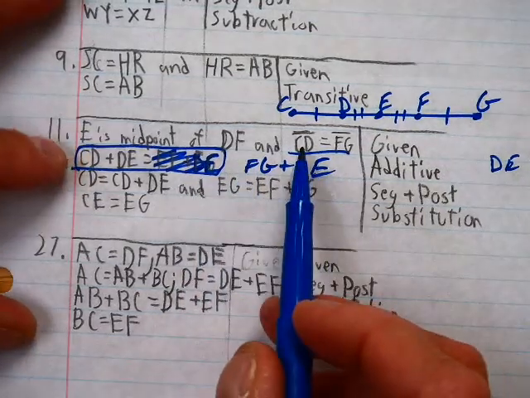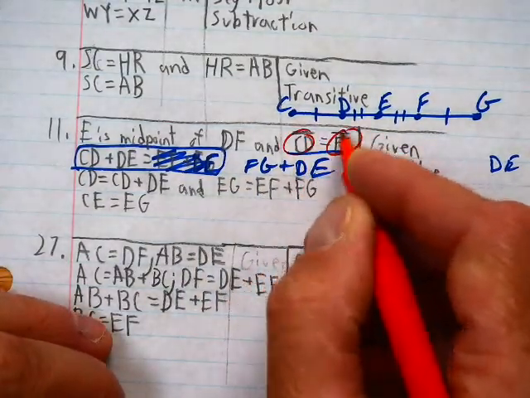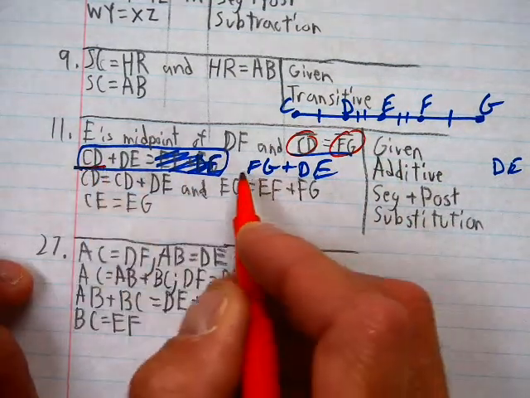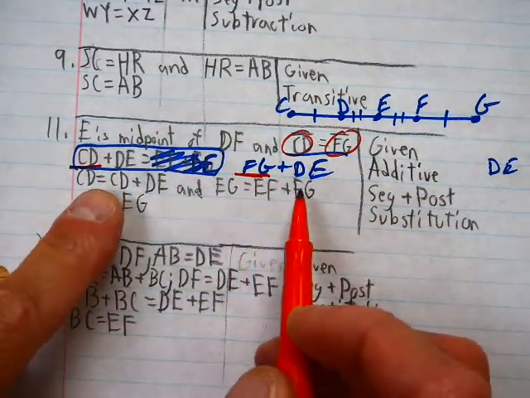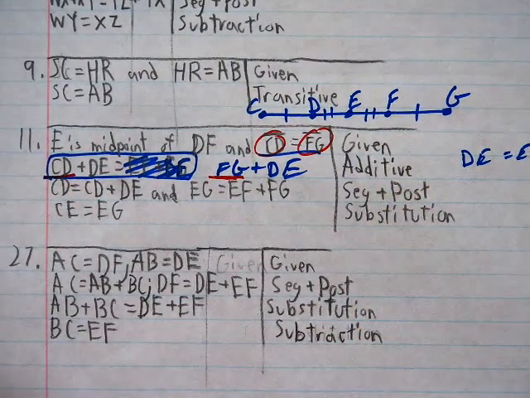We're dealing with, let's use my colors, I had CD and FG. What did I do to each side? I added DE. Okay, so additive property, good.